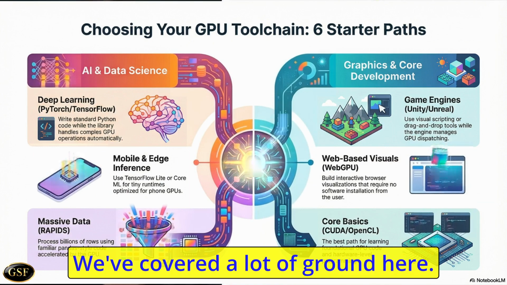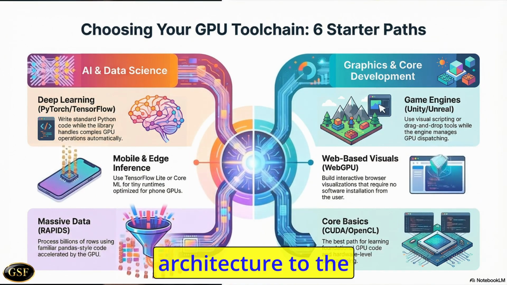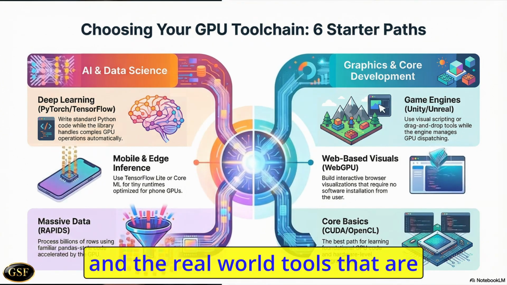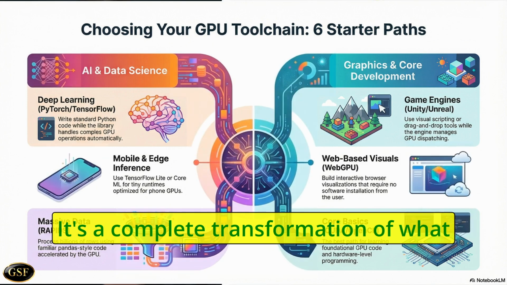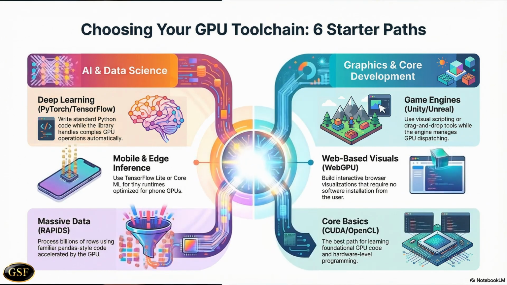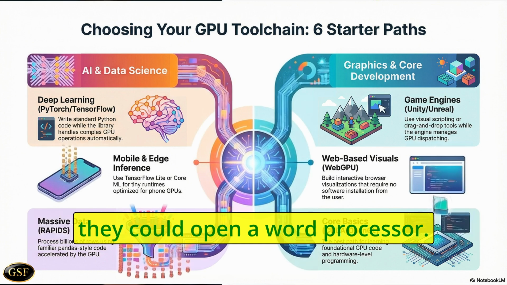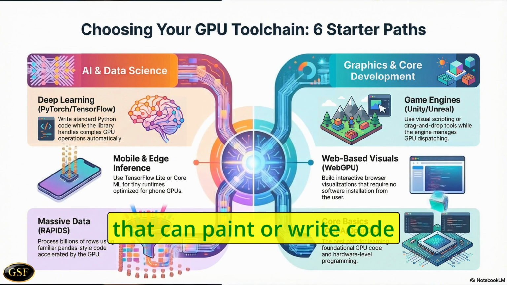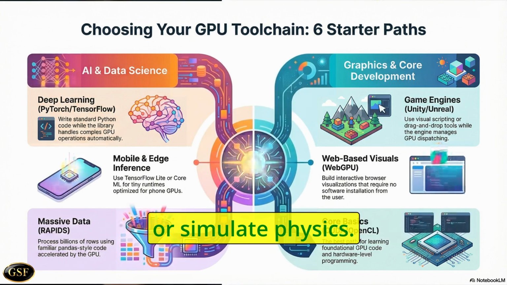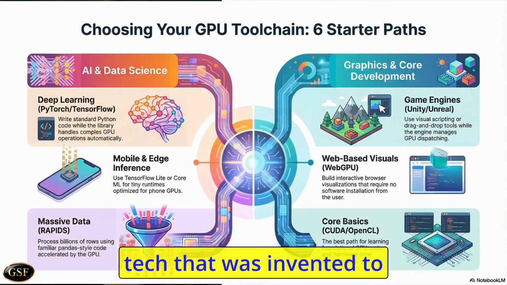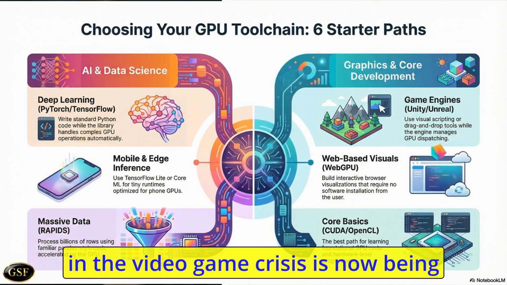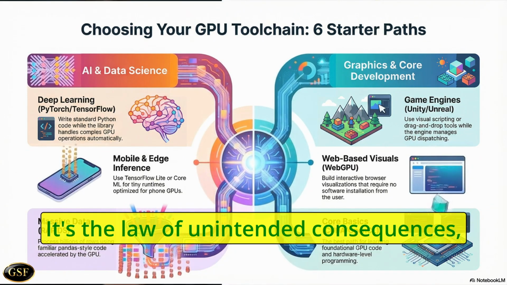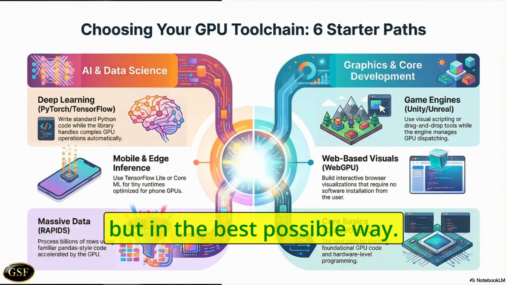We've covered a lot of ground here. We've gone from the army of ants architecture to the languages, the easy button of Python, and the real-world tools that are reshaping entire industries. It's a complete transformation of what personal computing even means. We used to measure computers by how fast they could open a word processor. Right. Now we have personal devices capable of training neural networks that can paint or write code or simulate physics. It's just wild to think that the same tech that was invented to make water look realistic in the video game Crysis is now being used to fold proteins and cure diseases. It's the law of unintended consequences, but in the best possible way.